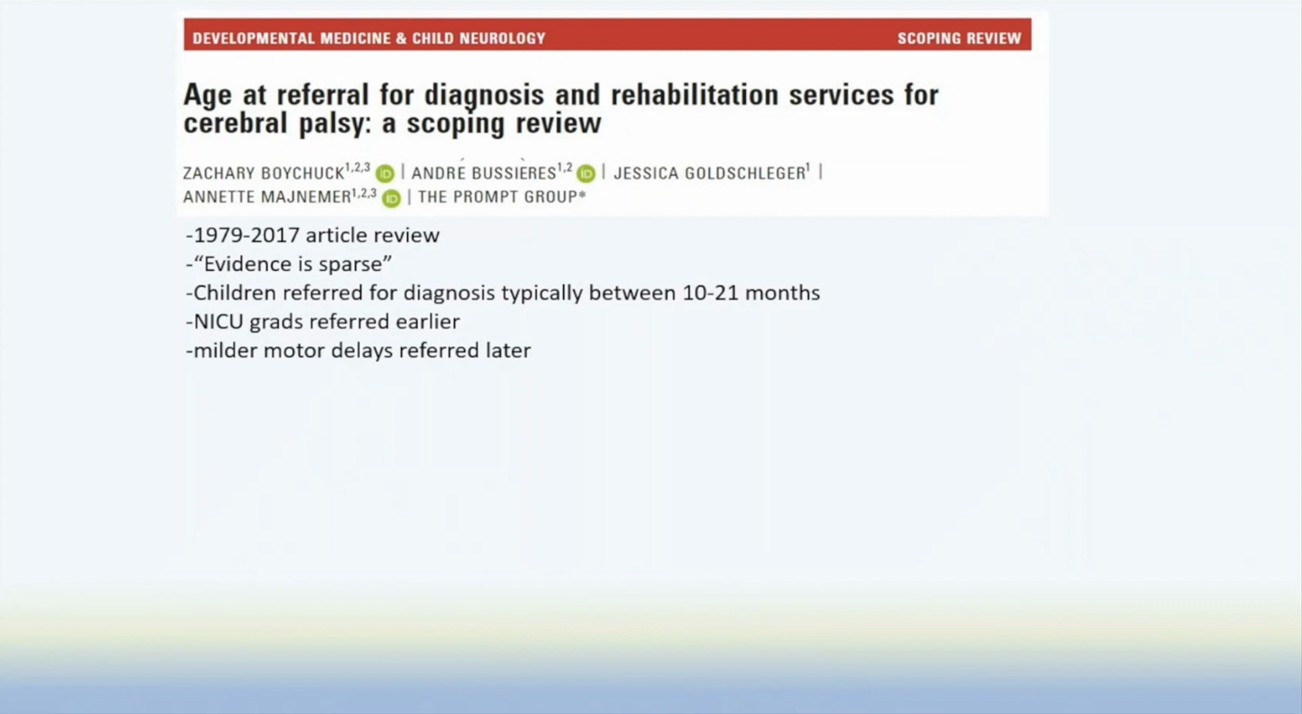This study looked at diagnosis and rehab services, a scoping review. They looked at many decades of articles and their conclusion included that evidence is sparse. Looking at NICU grads getting referred earlier, but children that aren't within that catchment having more challenges getting in for referrals.